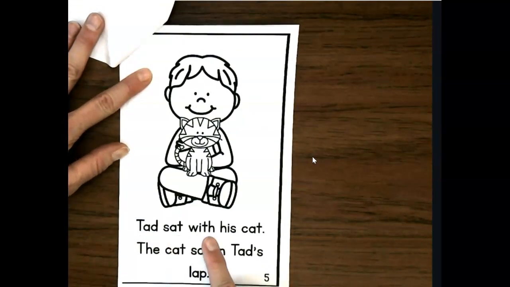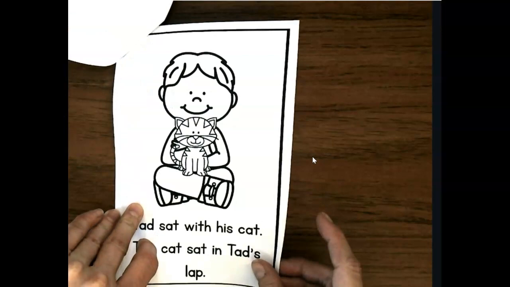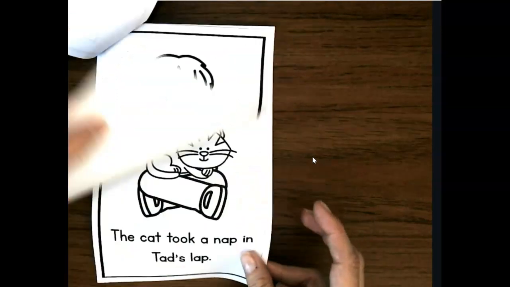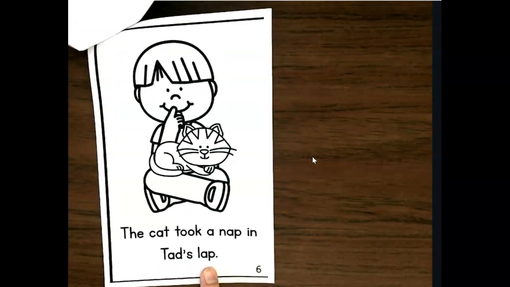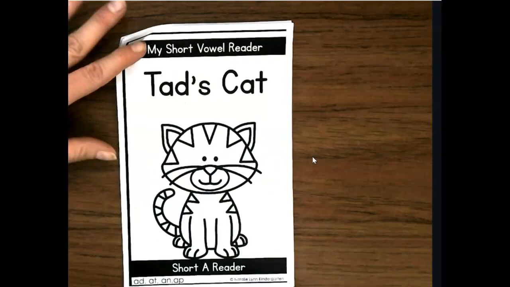Tad sat with his cat. The cat sat in Tad's lap. The cat took a nap in Tad's lap. Great job reading along with me. Next, we're going to do some duet reading.